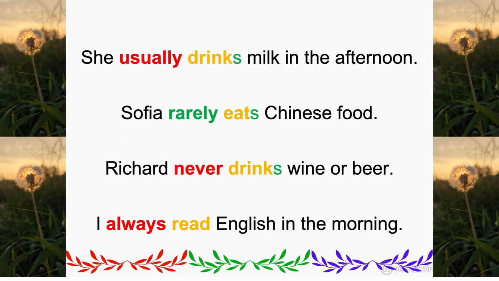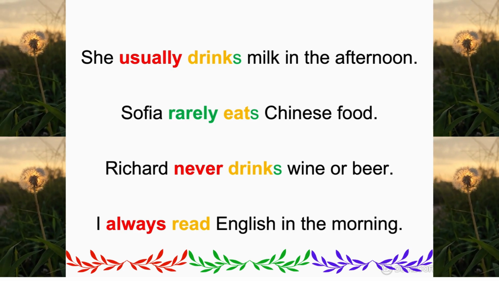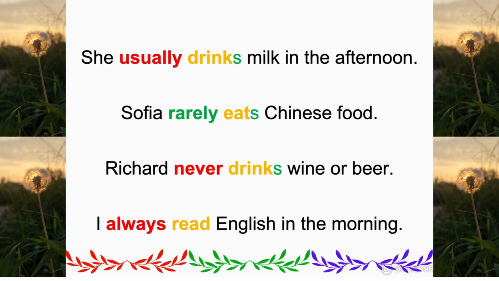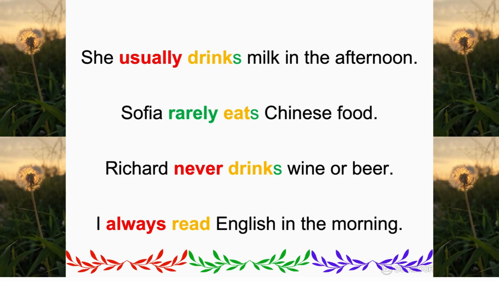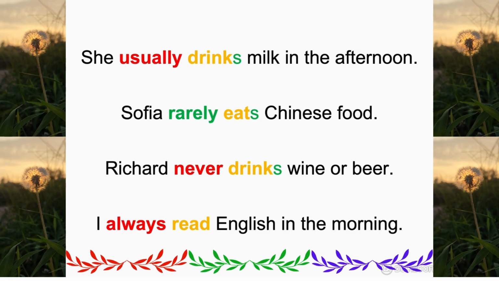She usually drinks milk in the afternoon. Sophia rarely eats Chinese food. Richard never drinks wine or beer. I always read English in the morning. Let's continue.